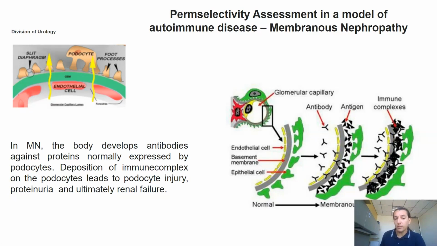In membranous nephropathy, that is an autoimmune disease, the body develops antibodies against proteins that are normally expressed by podocytes. Mostly, the target proteins are PLA2R or thrombospondin 7A, even though there are many other proteins that are being discovered lately. This binding of antibodies against proteins leads to the deposition of immunocomplex that leads to podocyte injury, proteinuria, and ultimately renal failure.